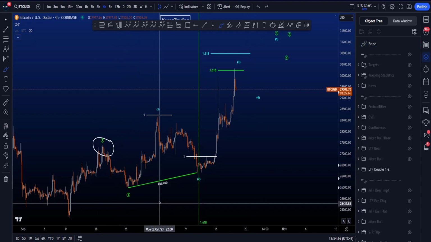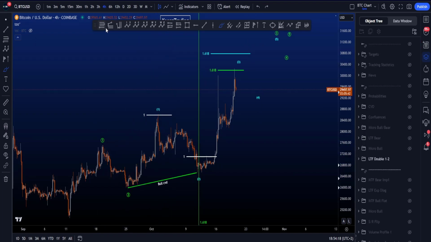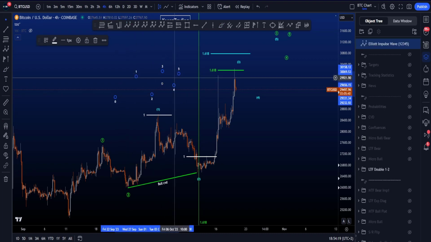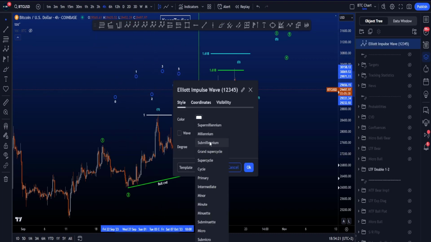That is why we have degrees in Elliott waves, right? That is why if you put a count on the chart and you go to the settings, we actually have degrees, and these are related to time frames as well. Super millennium can be a decade chart, cycle can be the cycle monthly chart, and once you go to the micro, sub-micro, minuscule, you're going to be counting on a 1 minute, 5 minute or 15-minute time frame.